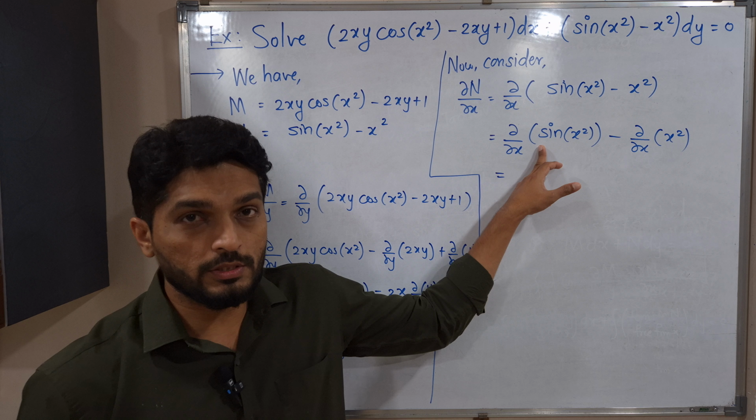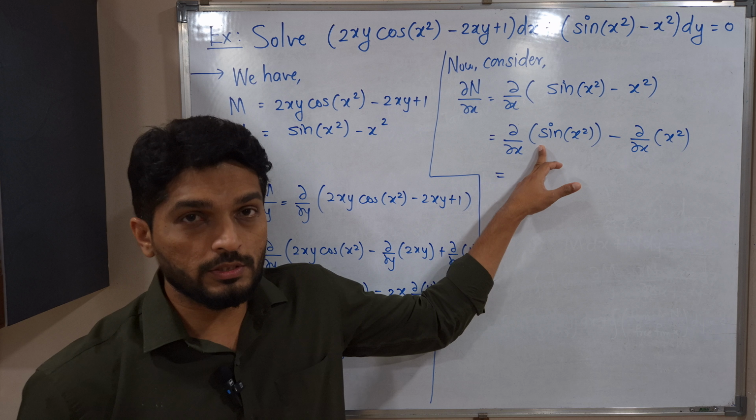So derivative of sine x square minus derivative of x square. Okay, so let me remove this part. So we will have some more space to write. I hope you have understood what we have to do. So yes, let us remove. So we have to find the derivative.